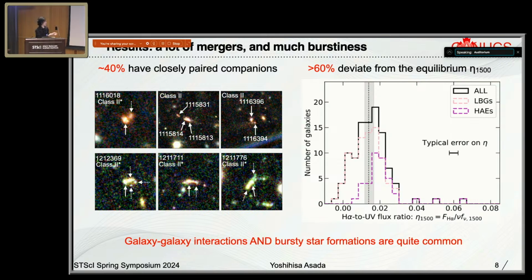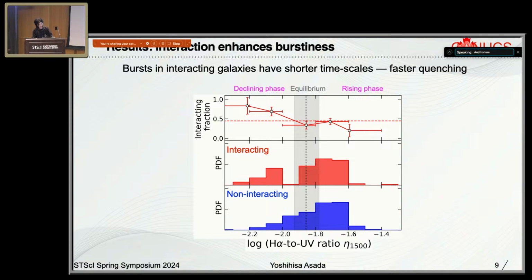So these two results suggest that both galaxy-galaxy interaction and bursty star formation are quite common in low-mass galaxies at redshift 5 to 6. This is consistent with the picture of hierarchical structure formation and also the predictions from cosmological simulations so far. And now we turn to investigating the relationship between the bursty star formation and the galaxy-galaxy interaction.